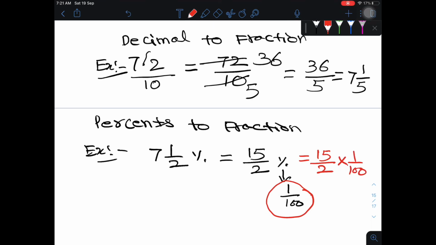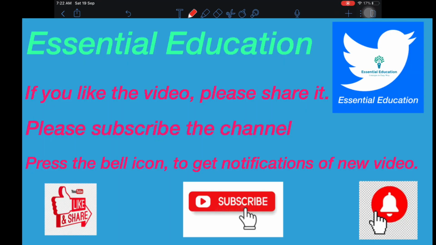Okay, now do the simplification. 5 3s are 15 and 5 2s are 10, 0. Now just perform the multiplication. 3 1s are 3 and 2 2s are 4, so 40 will come in the denominator. Clear? So in this way you can convert the given percents into fractions.